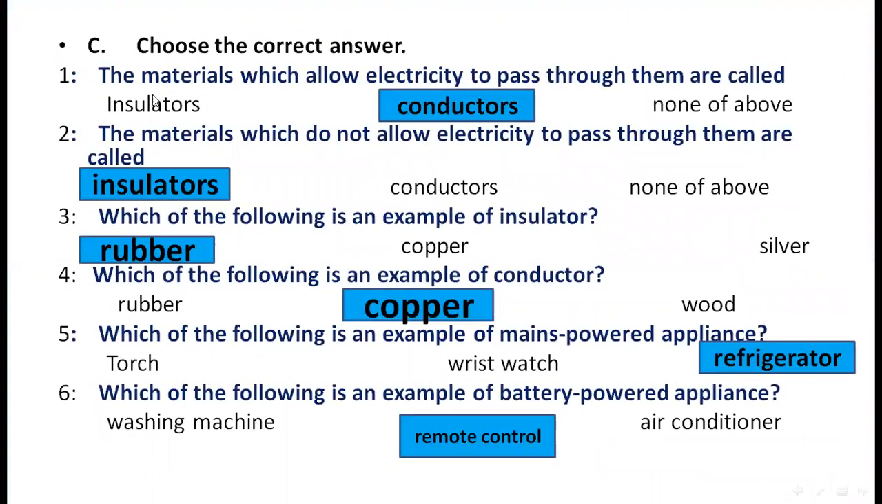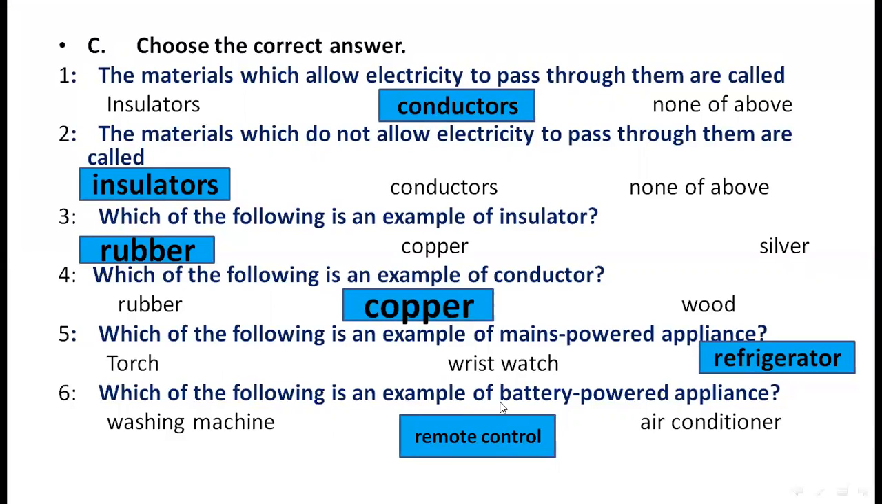The next one is choose the correct answer. The materials which allow electricity to pass through them are called conductors. And the materials which do not allow electricity to pass through are called insulators. Which of the following is an example of an insulator? Rubber. Which of the following is an example of a conductor? Copper. Which of the following is an example of mains powered appliances? Refrigerator. A refrigerator is an example of a mains powered appliance.